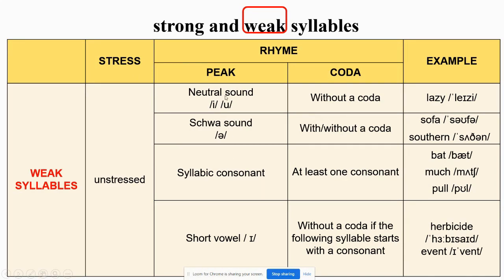With a peak as a neutral sound, there must not be a coda. For example, "lazy." With a peak as schwa, with or without a coda is both acceptable. For example, "sofa," "southern." With a peak as syllabic consonant, there must be a coda. For example, "bet," "much," and "pull." With a peak as short vowel, there must not be a coda, and the following syllable starts with a consonant. For example, "B" in "homicide" and "E" in "event."